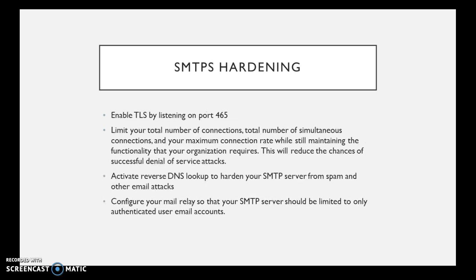So some hardening recommendations for SMTPS. Obviously, you want to enable the encryption method of TLS by listening on the port. And the way that you do this, again, you have to get a certificate for your SMTP server. You want to confirm that the fully qualified domain name, or FQDN, that's configured under the SMTP virtual server properties matches the cert name. If they're not matching, then it's not going to actually apply. You want to configure the FQDN to the SMTP virtual server.